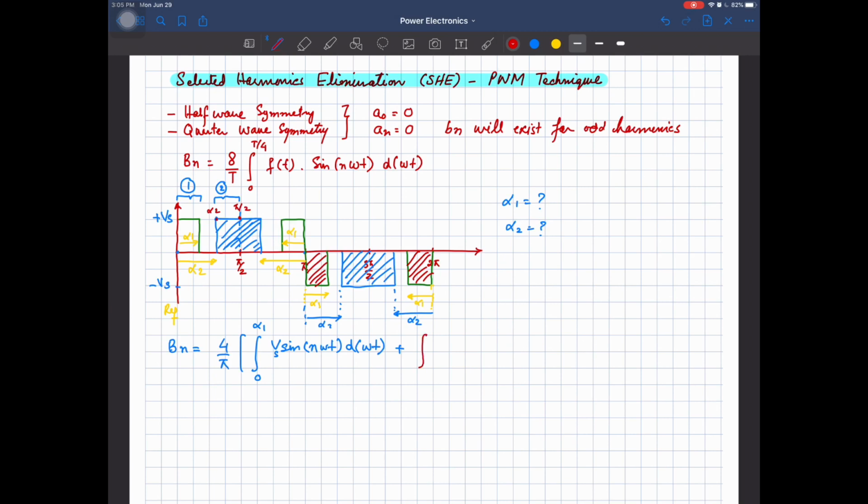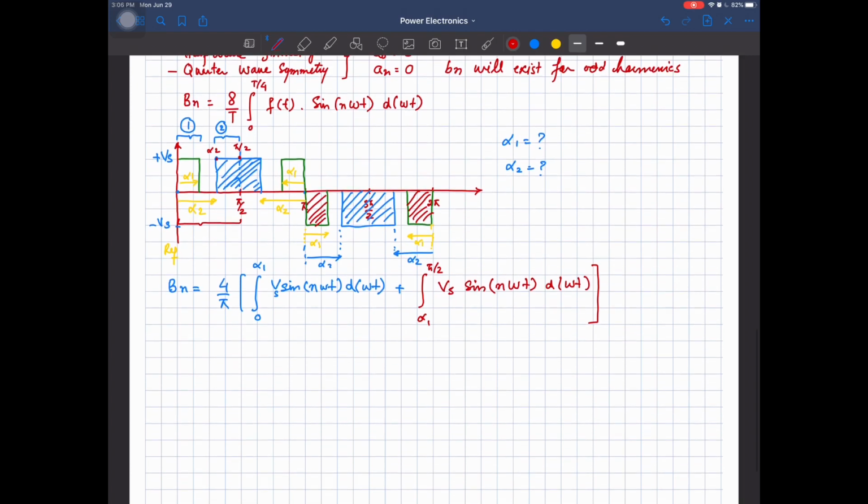So integration from alpha 1 to pi by 2 of Vs into sine of n omega t with respect to d omega t will give us the area under this second selected part. So we are going to consider only the quarter cycle. Rest of the quarter cycles will be having the same area.